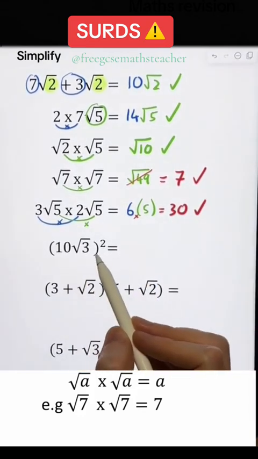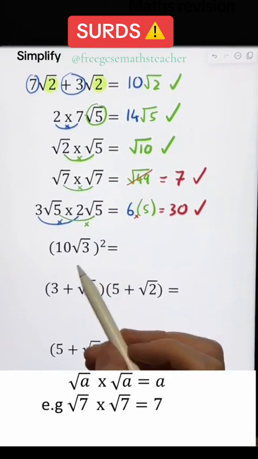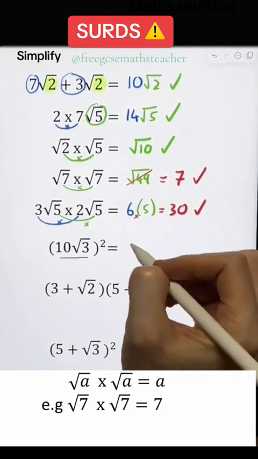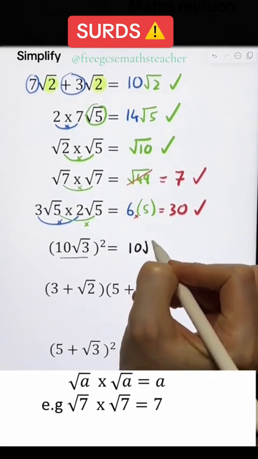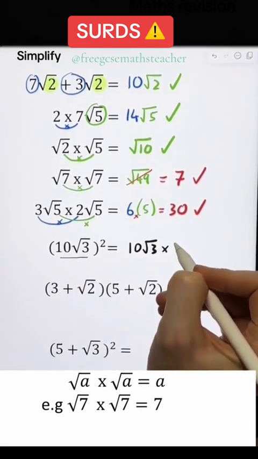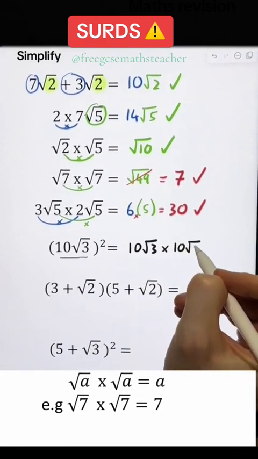Here we have 10 root 3 in brackets squared. Well, squared means multiply it by itself. So my first step is to write out the bracket twice. So 10 root 3 multiplied by another 10 root 3.